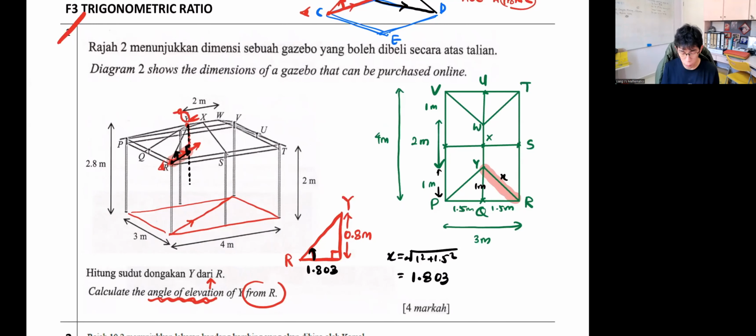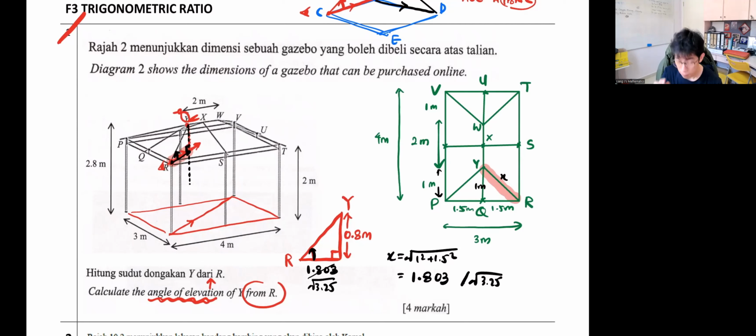Or maybe some of you will say, teacher, can I put this one? Because I'm scared later when I do the question, the decimal point might affect my answer. You can put it like this because it's not your final answer yet. Or maybe you want to put square root 3.25, that also can.